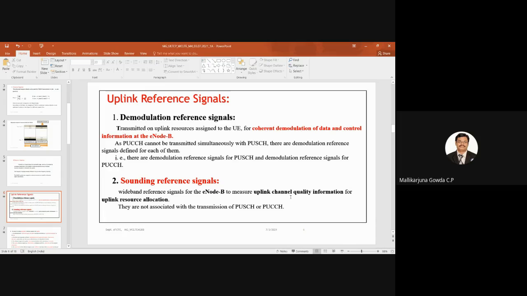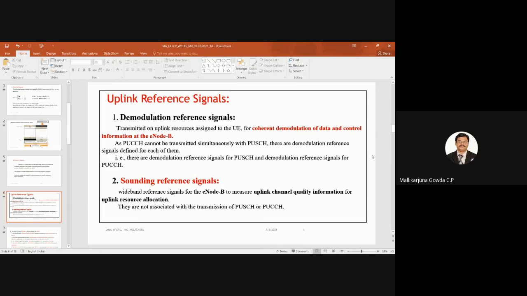That is CQI. CQI is our channel quality information, right? So it is used to measure the uplink channel quality information. And these sounding reference signals are not associated with the transmission of the PUSCH or PUCCH. So the sounding reference signal's purpose is what? To measure the uplink channel quality information. For what purpose? For the uplink resource allocation.